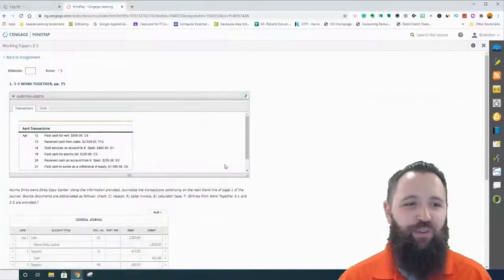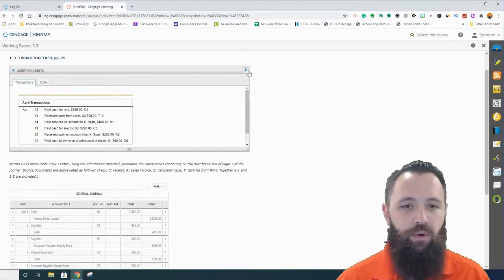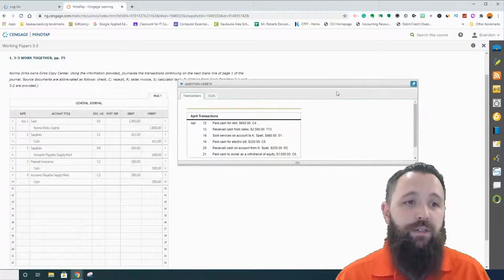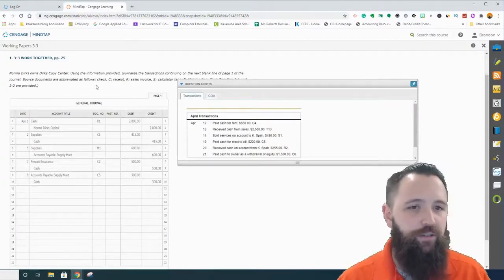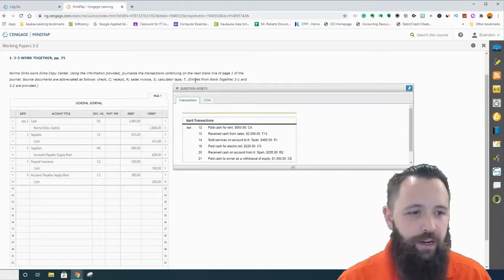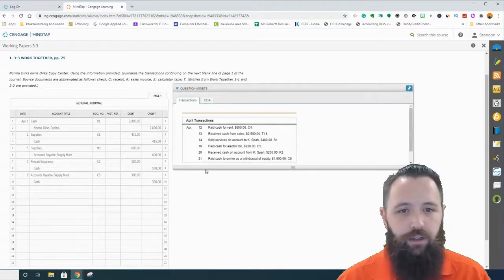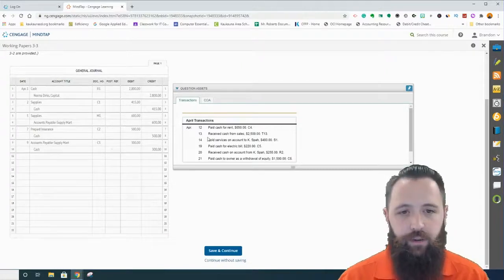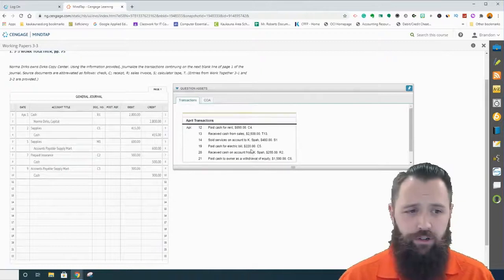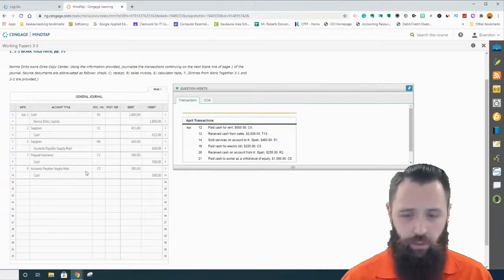Okay, so here we are on 3-3 work together. Let's move our transactions a little bit here. And we have Norma Dirks Copy Center using information, fill out the same. We're doing the same thing. We're journalizing, okay? Now, it does get a little bit longer because they're assuming that we can kind of move through these a little bit faster. So let's run through these transactions, and these are going to affect our owner's equity.